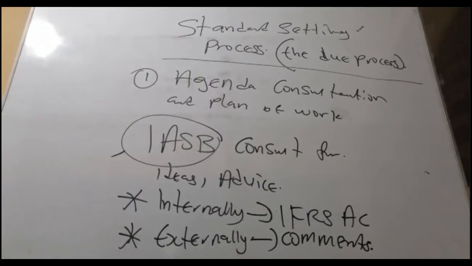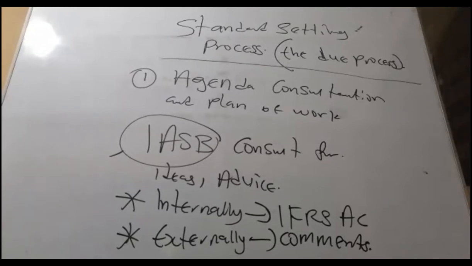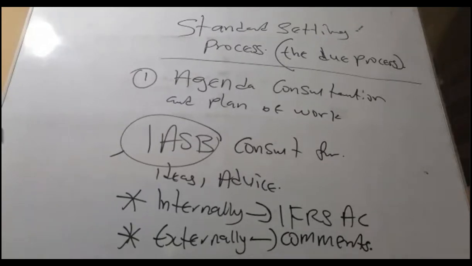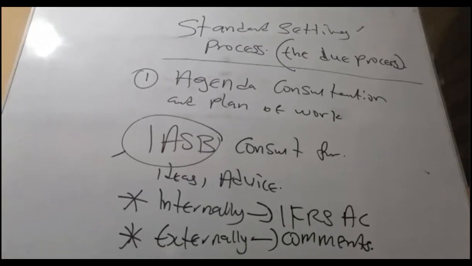And right after gathering of the ideas, the objectives of the standard, why they are updating, why they are bringing a new standard, the reason for that standard, all of them will be the agenda consultation. At the end of the day, then they have to plan the work. So after they've consulted the idea, both internally and externally, then they will now plan the work. Where do we start from? Where do we end?